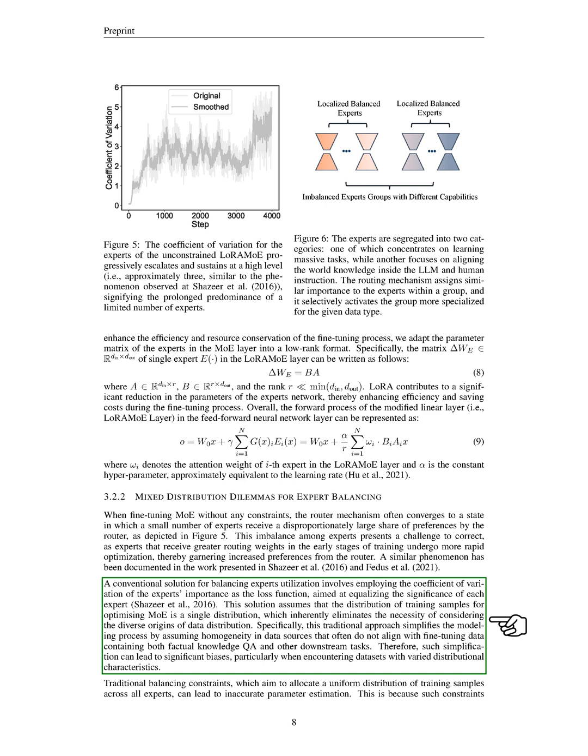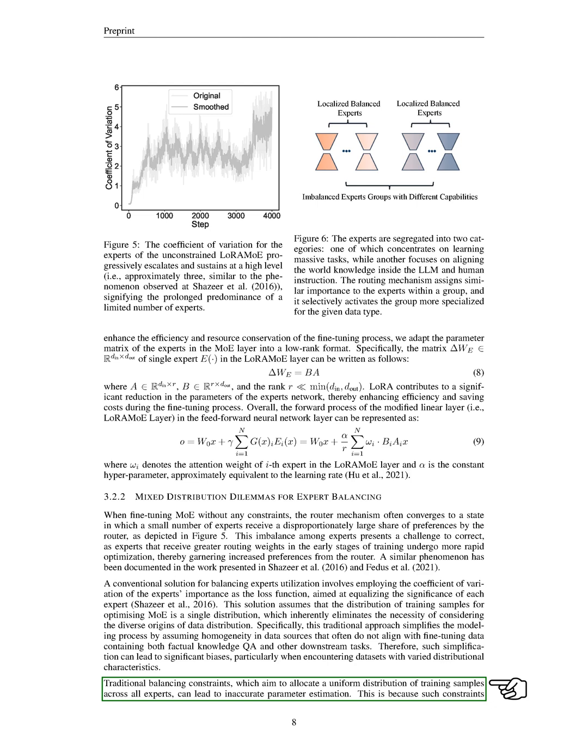This approach assumes that the training samples used to optimize the MoE model come from a single distribution, which means we don't need to consider the different sources of the data. However, this assumption often doesn't hold true when we're fine-tuning data that includes both factual knowledge QA and other tasks. This can lead to significant biases, especially when dealing with datasets with different distributional characteristics.